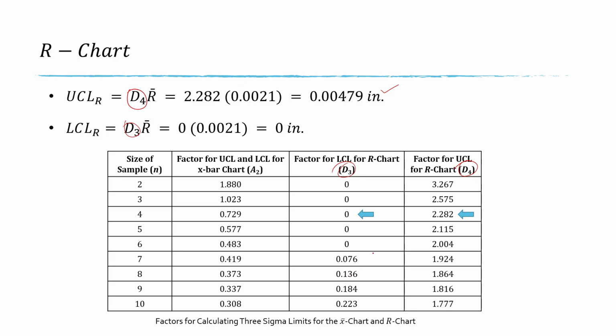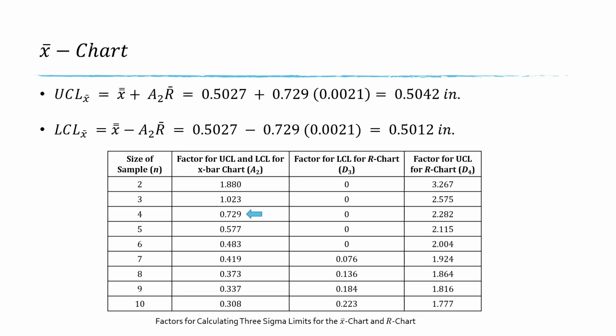This is the chart which is used to calculate 3 sigma limits for X bar chart and R chart. In the exam, you will be given these values of D3, D4 or A2. Now, how to read this chart? We look at the sample size. Remember, the sample size here means the number of observations. So for these observations, we have 4 observations in the data. So in that case, D3 value will be 0 and D4 value will be 2.282. So this is how we calculate the upper and lower control limit for R chart.